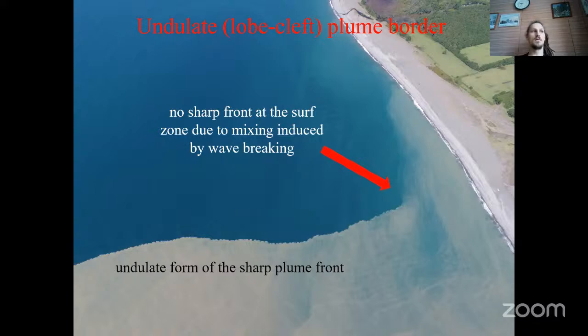But if you want to study river plumes much better, with better spatial and temporal resolution, for small river plumes, aerial imagery is very, very useful.